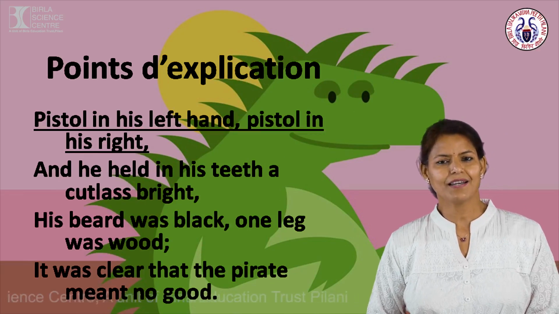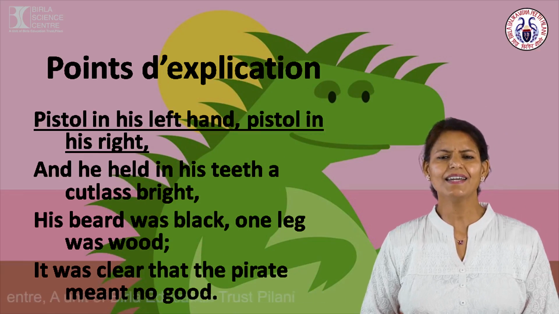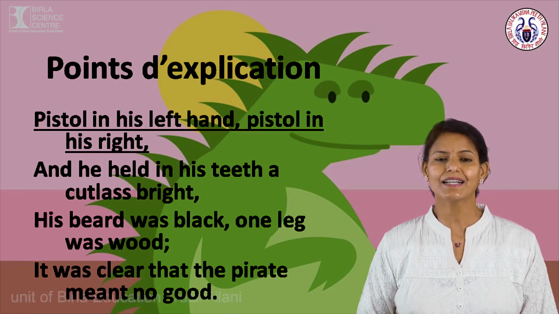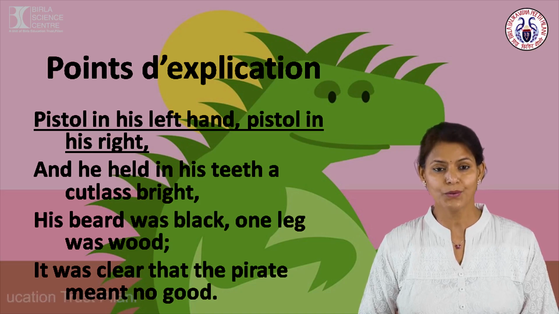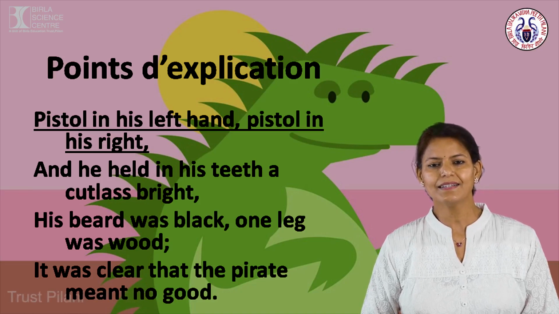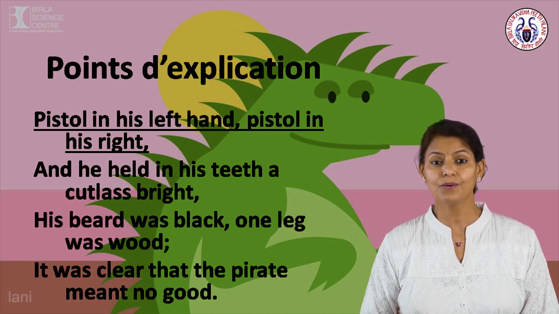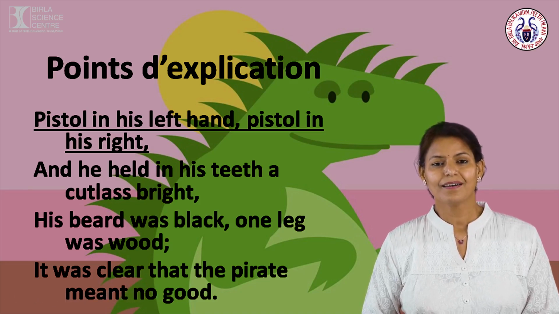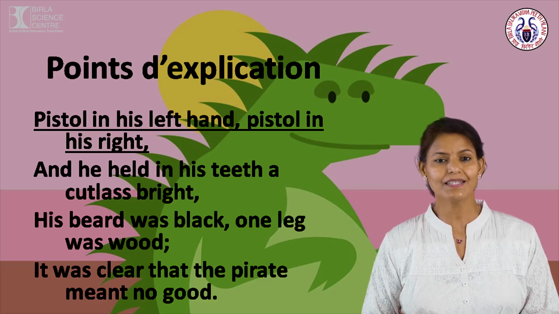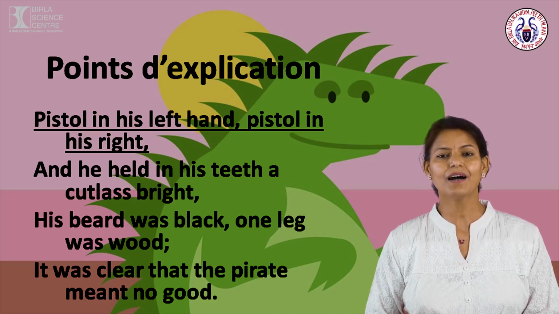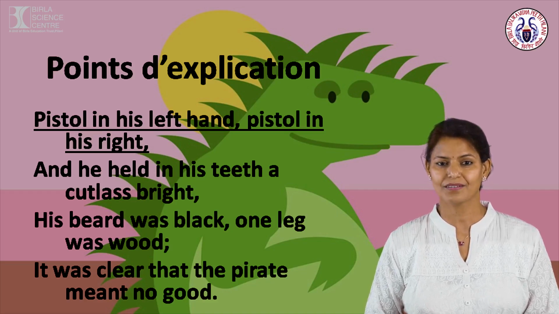Pistol in his left hand, pistol in his right, and he held in his teeth a cutlass bright. His beard was black, one leg was wood. It was clear that the pirate meant no good. So the pirate had a frightening and scary appearance, and he had come to harm the inmates of the house.